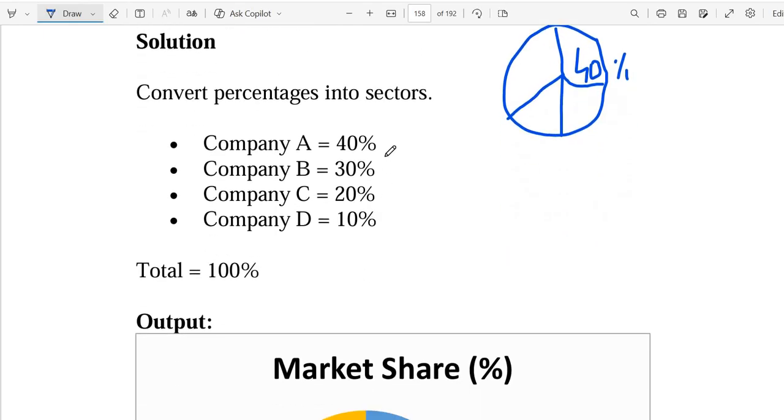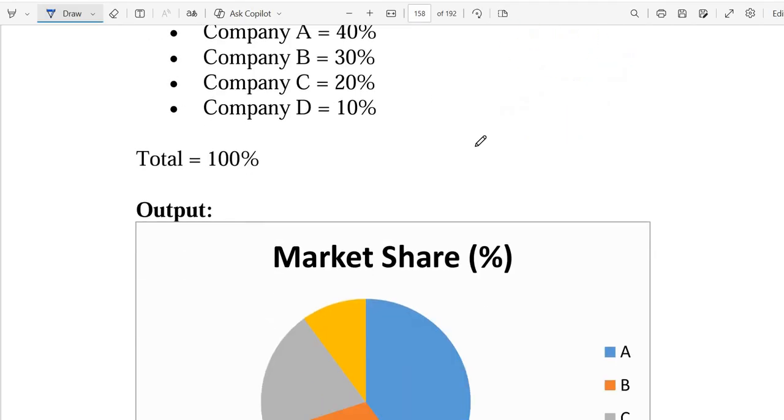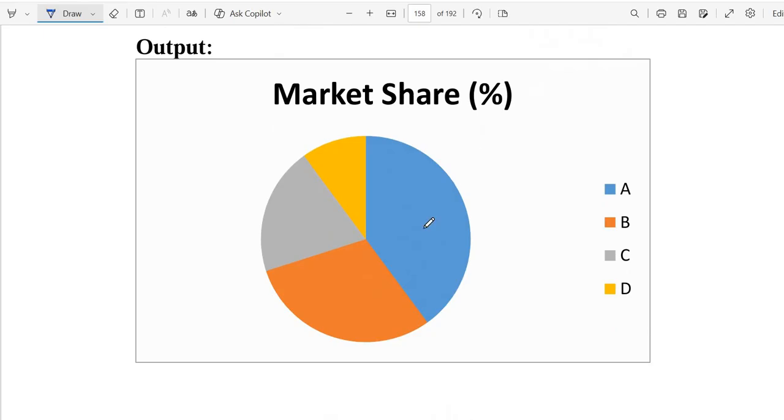Now company A has a 40% share in the market, company B has 30%, company C has 20%, and company D has a 10% share in the market. Let's see how the chart will look. It will look like this. Company A has the maximum share in the market. Company B, less than company A. Company C, less than company A and company B. And company D, the lowest share in the market.